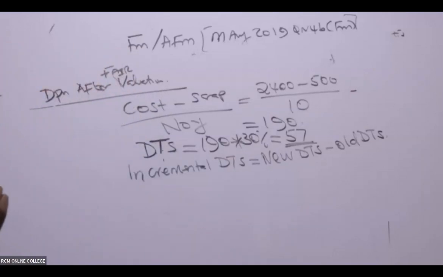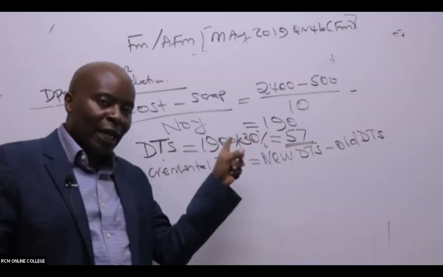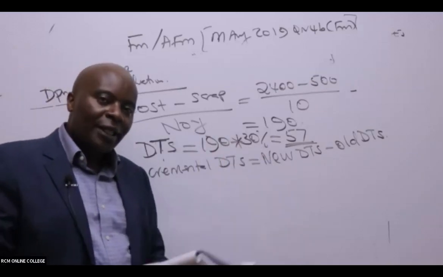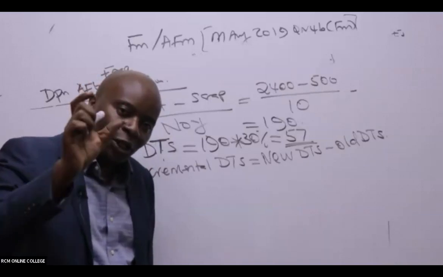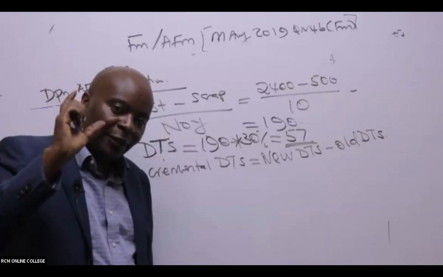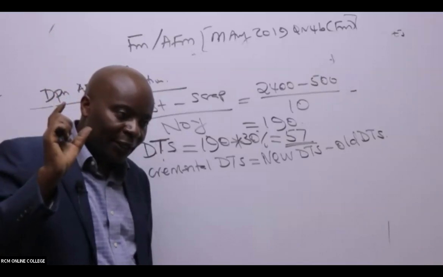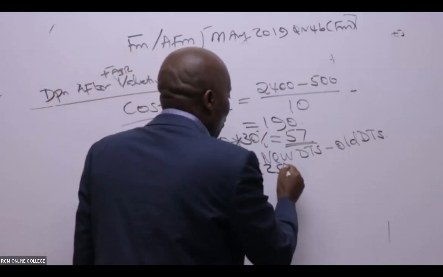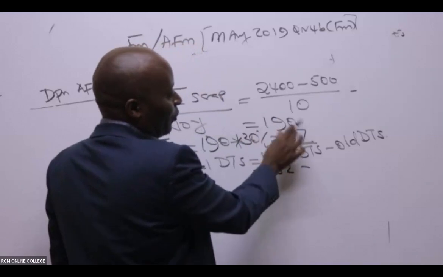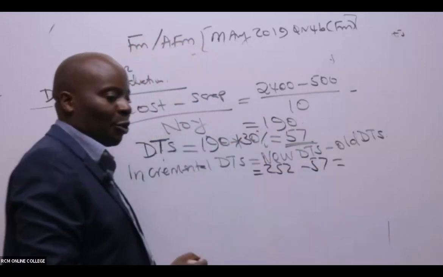So for me to get this incremental depreciation tax shield, I will take the new depreciation tax shield over the old. Is there somebody who is able to remind us what the new machine's depreciation tax shield was? We did that up there. Okay, great. 252 minus now the old. Remember this was the old machine which was revalued, minus 57. So what figure am I able to get?